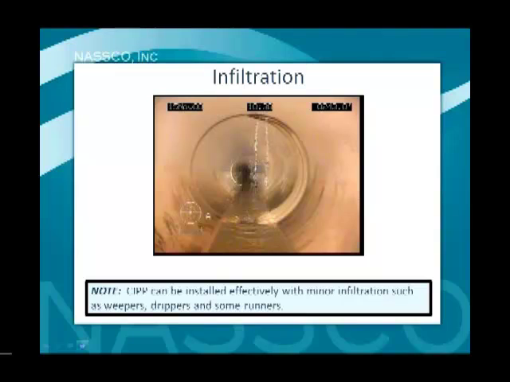But that being said, the students will learn about technical solutions for pipes having large amounts of infiltration, which should be controlled before installing the CIPP, either such as grouting or a pre-liner.